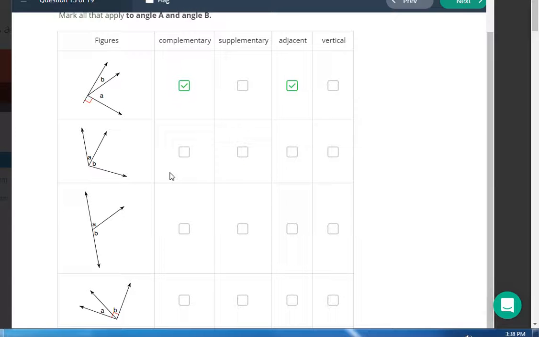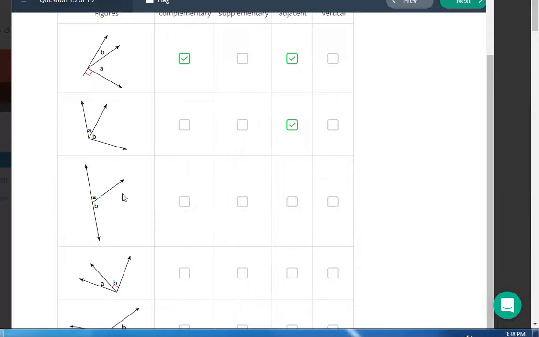Okay, on this one, we don't have a complementary because it's not 90, and we don't have supplementary because it doesn't add up to 180, but the angles are next to each other, so they are adjacent. Looking at the next one, we do have 180, so that would be supplementary, and they are next to each other, so they are adjacent. 90 degree angle, complementary. Complement is the right thing to do.